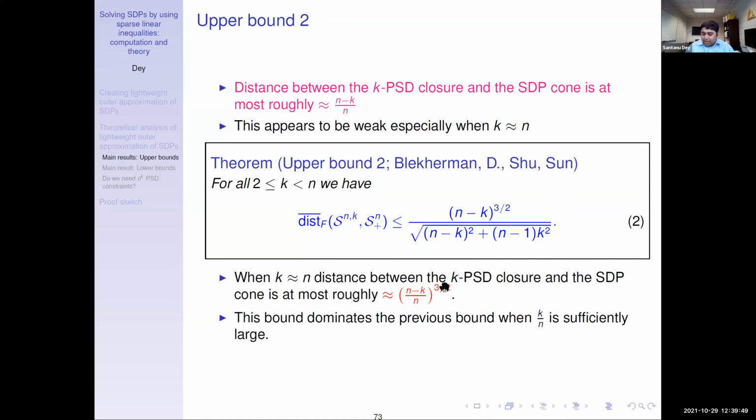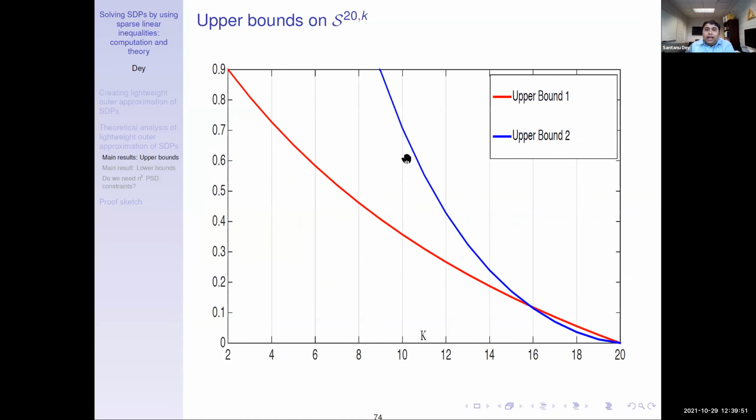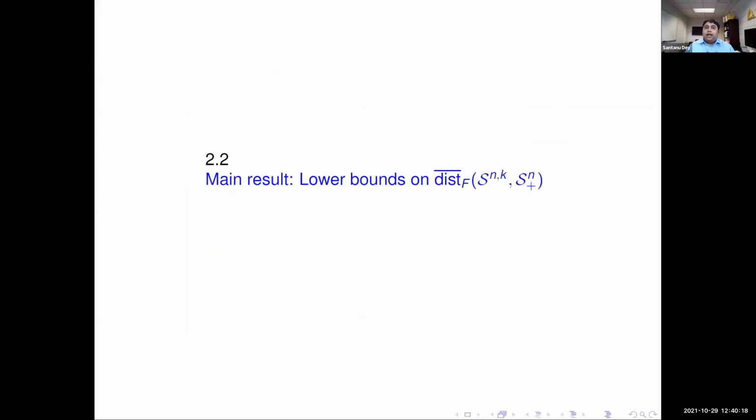It looks like. And here are the two upper bounds exactly implemented for n equals 20 and different values of k. You see this is the first upper bound, and the second upper bound gets a bit better than the first upper bound with larger values of k. And you see this difference more with higher values of n. Okay. So we have two upper bounds, but how good are these upper bounds? The way to say that is through lower bounds. So let's try and get some lower bounds.